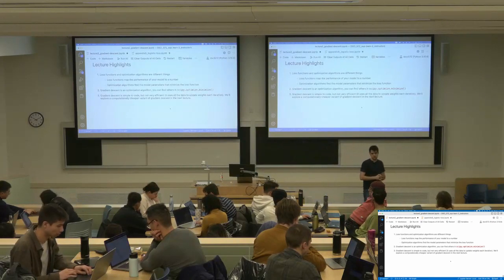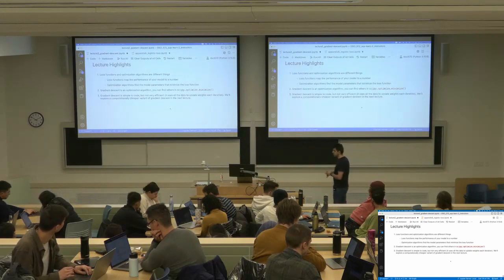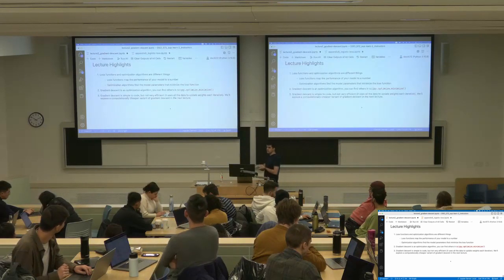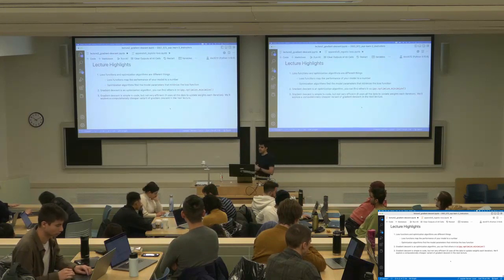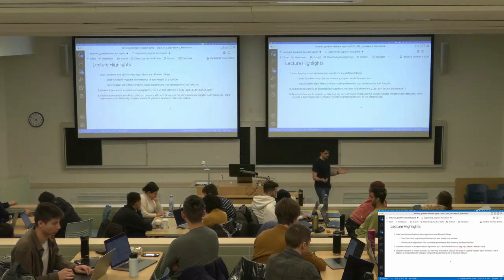In the next lecture, we will learn about another algorithm, a variant of this one, called stochastic gradient descent, which is computationally much cheaper than even this vanilla gradient descent. And then later on, in lecture 4, we will start working with neural networks, because we will have all the pieces and bits.